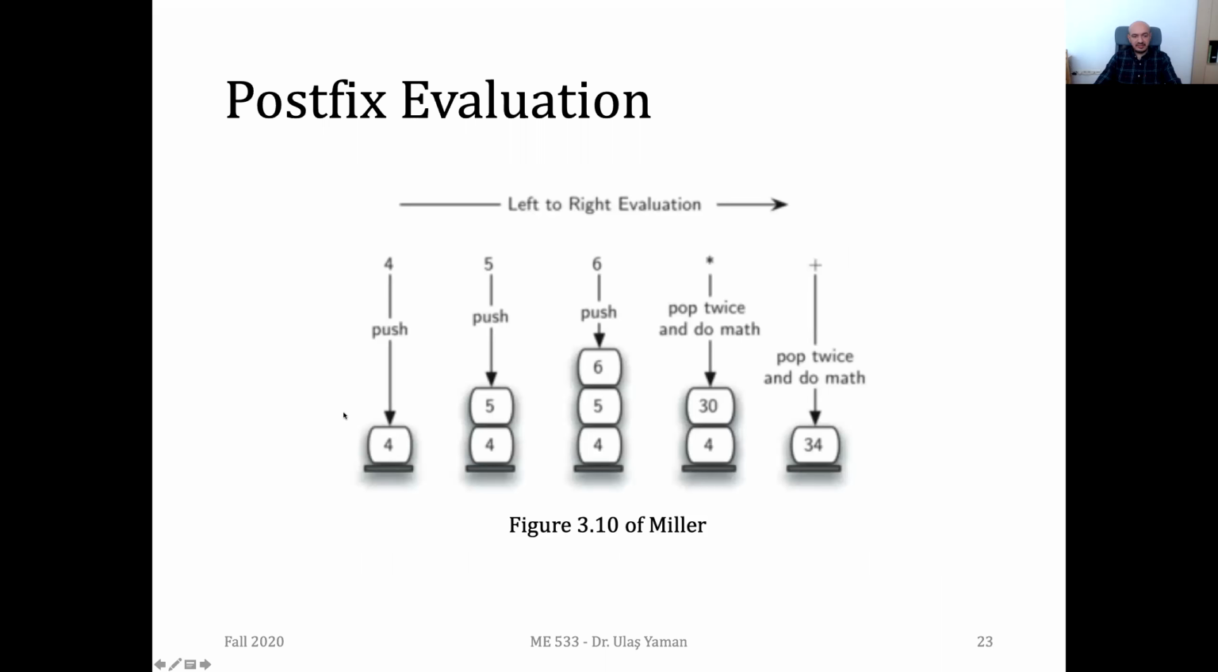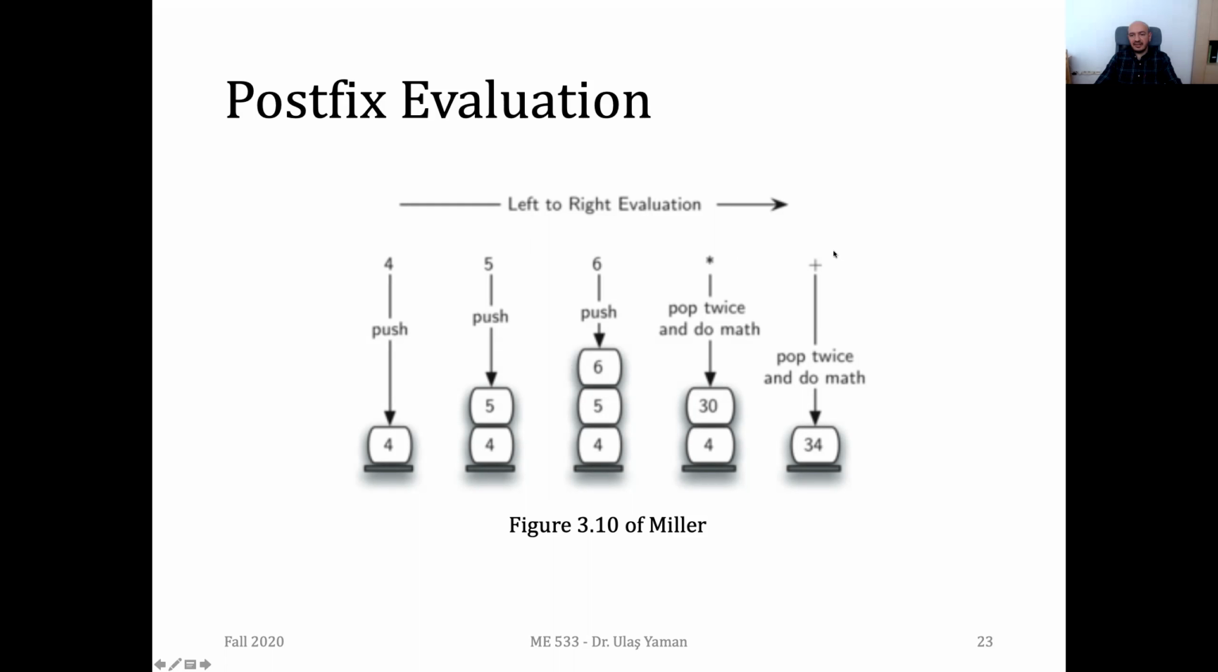And this is the graphical representation of the same postfix expression, 4, 5, 6, multiplication and plus. So we put 4 into the stack, 5 into the stack, 6 into the stack, and once you come up with a multiplication while scanning, then you need to pop twice and do the operation. The result will be stored into the stack once again, and then you should continue with scanning.